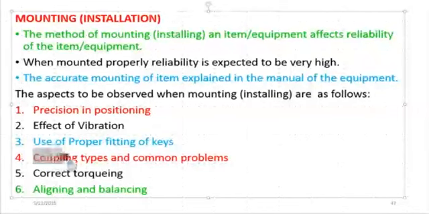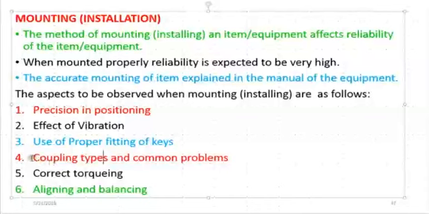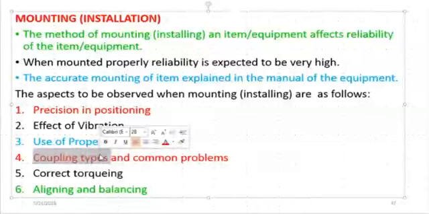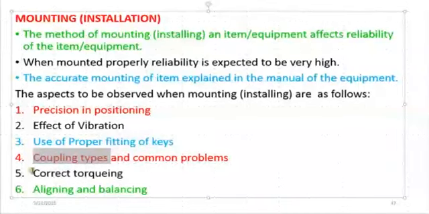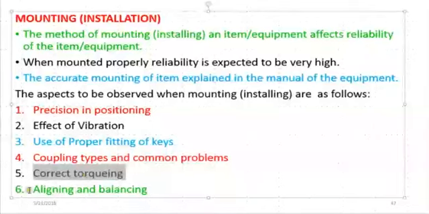And we have to use coupling types and consider common problems. What we mean by this is, if you want to join one system and the other, if you didn't do it properly, there is every tendency that operation of one can damage the other. And also the amount of torque, that is the holding force you are going to apply to that thing when you are fixing it or installing it, you have to make sure it is not too much and it is not below the minimum value.